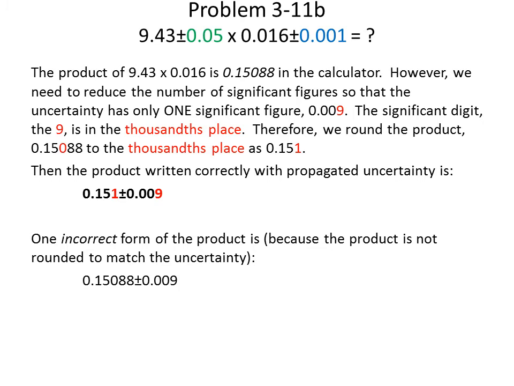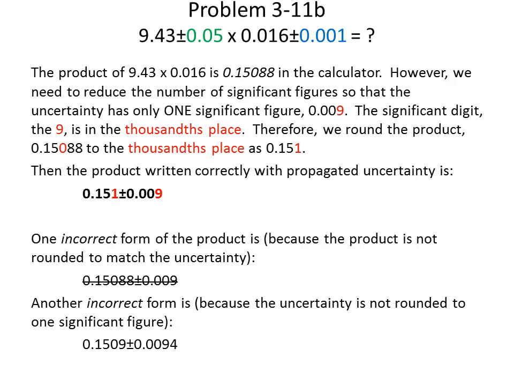One incorrect form of the product is as follows because the product is not rounded to match the uncertainty. This would be 0.15088 plus or minus 0.009. This is incorrect. Another incorrect form, because the uncertainty is not rounded to one significant figure, is 0.1509 plus or minus 0.0094. The value is rounded to match the uncertainty, but the uncertainty should be rounded to only one significant figure, so this is also incorrect.